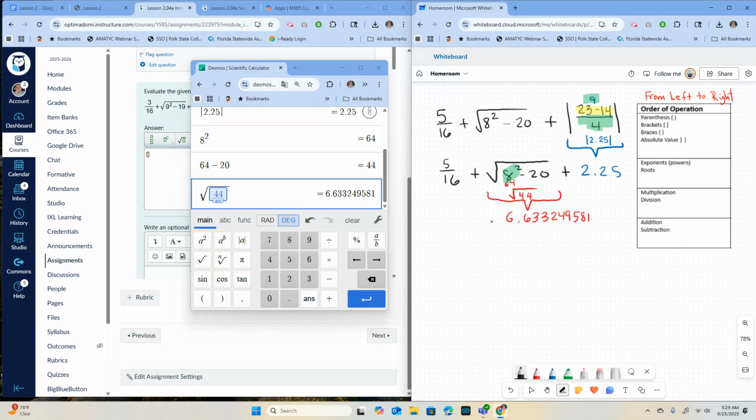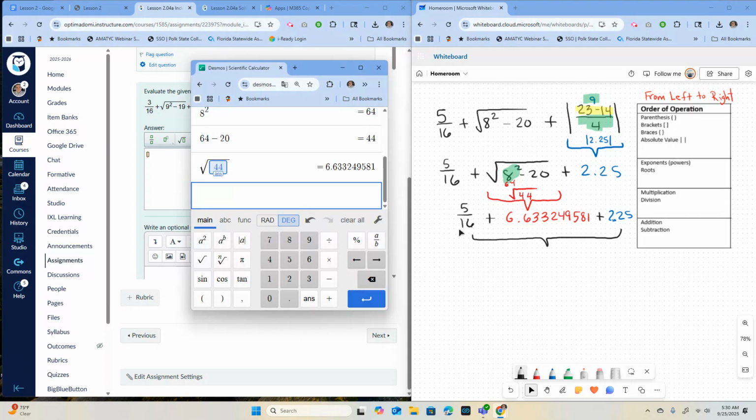Everything else that you have not used, write it again. So I'm missing this, and I'm missing the blue 2.25. See, I'm following the checklist. Then the next thing I do is multiplication and division, but I don't have any of those. And the last thing you're going to do is addition and subtraction. Now I don't have subtraction, I have all addition. That means I'm going to work all of this out because they're all the same operation, addition. So the cool thing is I can type all of this in the calculator.